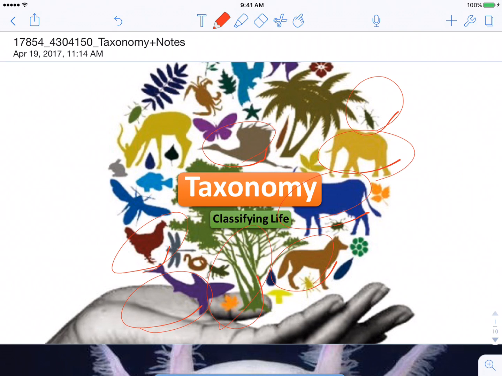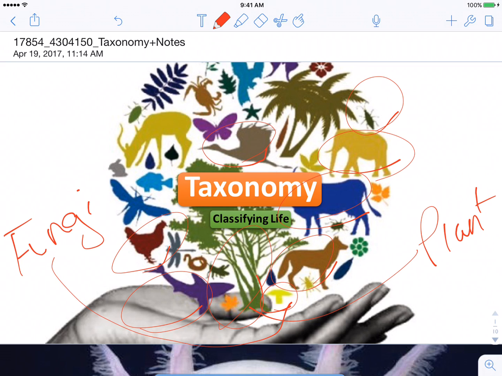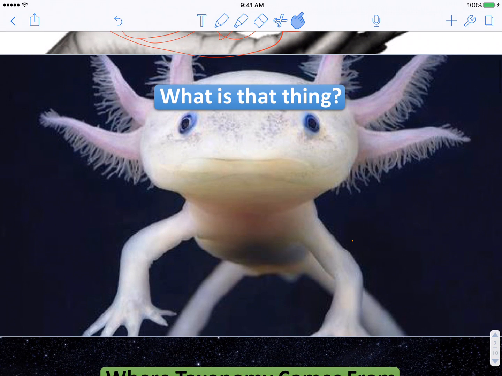If we take a look at this tree, that tree would be part of the plant kingdom. This is the shadow of a mushroom, which would belong to the fungi kingdom. So taxonomy is where all these labels come into play. We had all these different forms of life, so we had to figure out a way to organize them into groups. This is a picture of an axolotl, and you're going to see its scientific name in a couple slides. That scientific name is going to tell us something about it. In this case, it's going to tell us where it's found.